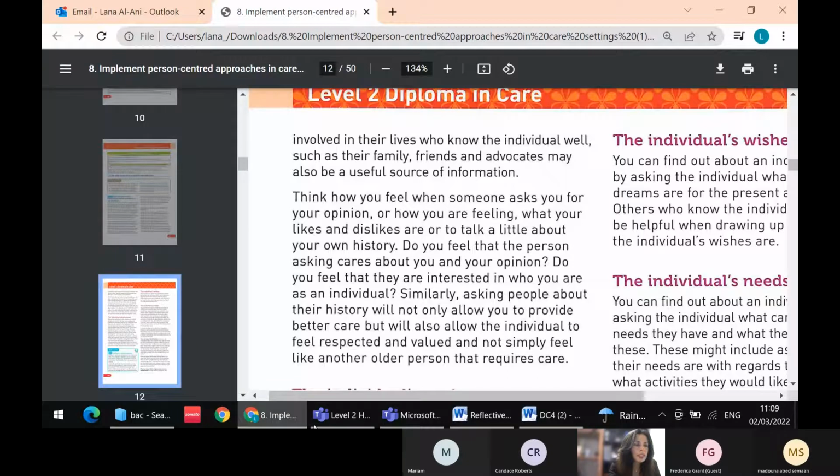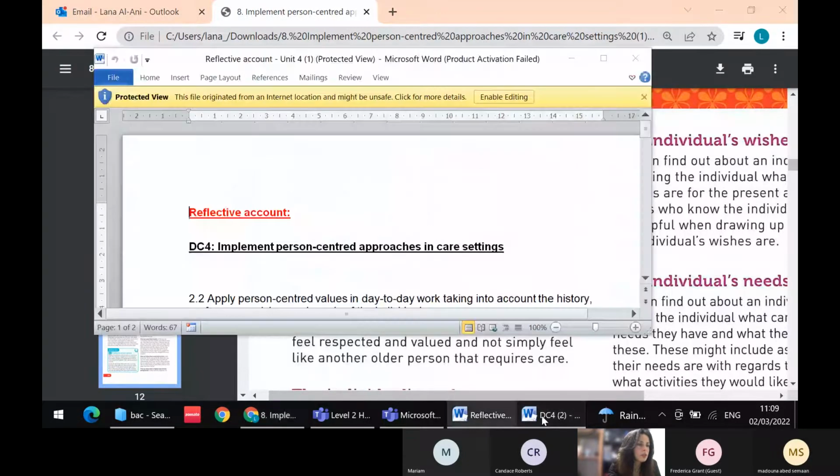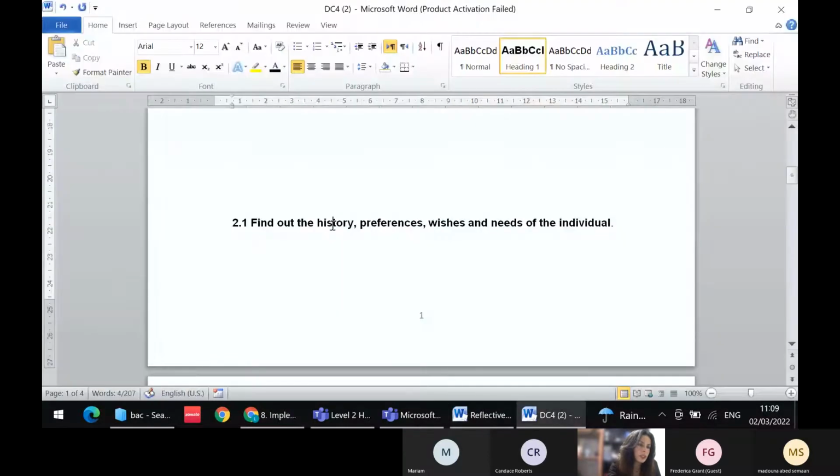So when I go back to where it says find the history, I just explain how we find out the history. And then it says the preferences, wishes, and needs. So that's the three parts of the same question. So we have spoken about the history.